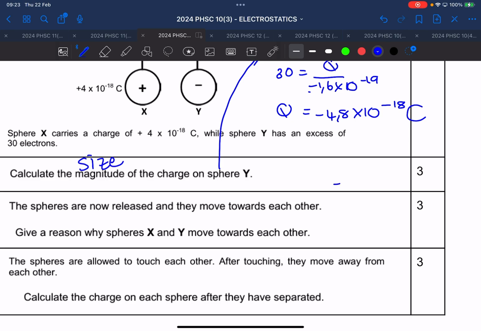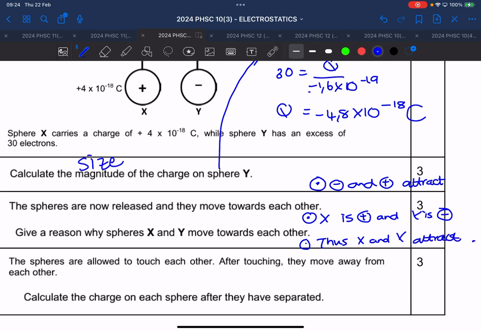You're going to say negative and positive attract. That's your bullet point 1. Or opposite charges attract. Then you're going to be very specific. You're going to say X is positive and Y is negative. Thus, X and Y attract. Okay, so being very thorough. Positive and negative attract, that's a concept, an idea. Now we're being specific. X is positive, Y is negative, so that is why they will attract.